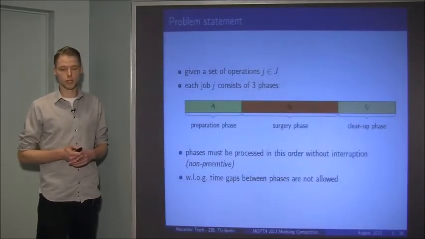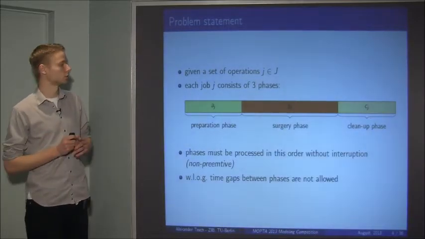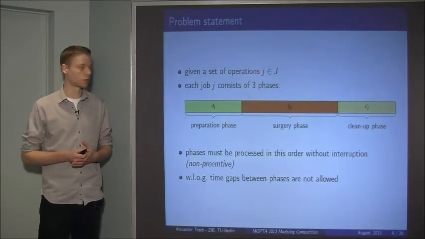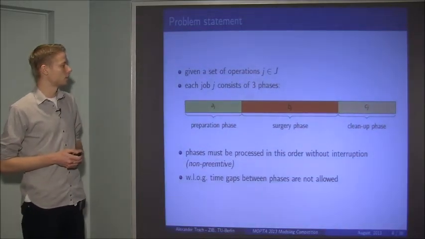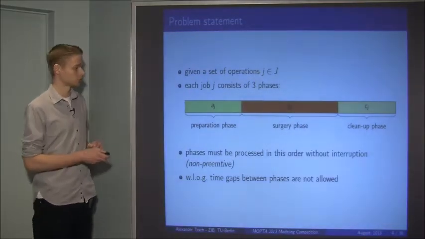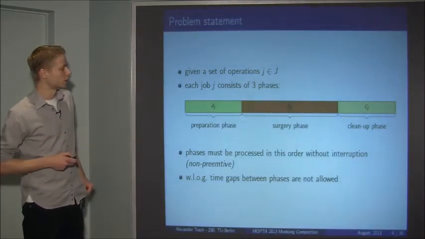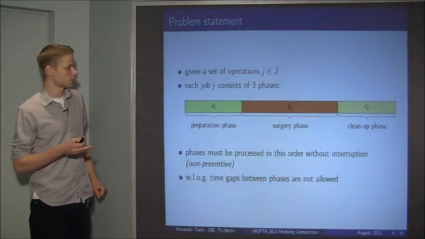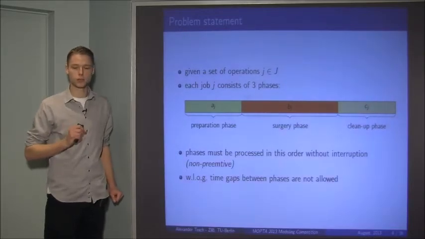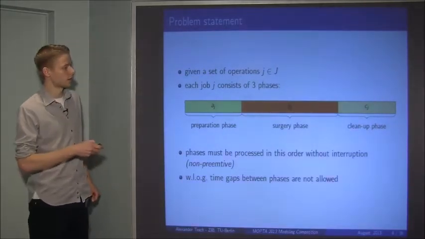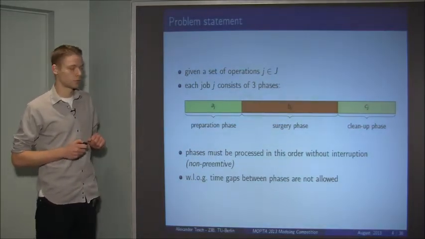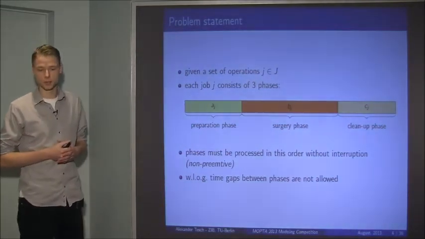Here we start with the problem statement. What's actually the problem of the whole competition? We are given a set of operations that can also be seen as a set of jobs, I and J. And each operation or each job consists of exactly three phases that are illustrated here. The phases are a preparation phase, the surgery phase, and the cleanup phase. And each of the phases has different processing times. These are given by a_j, b_j, and c_j respectively.